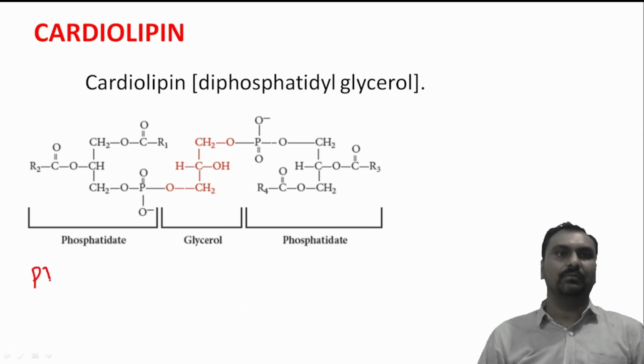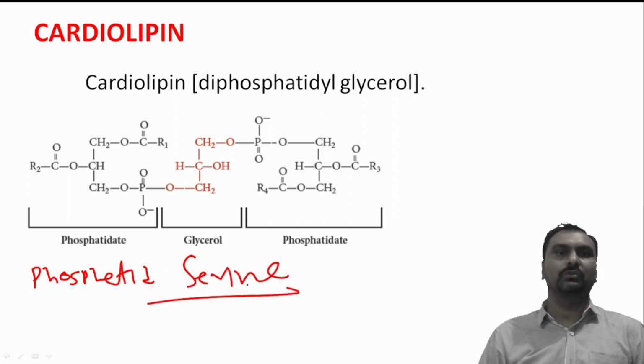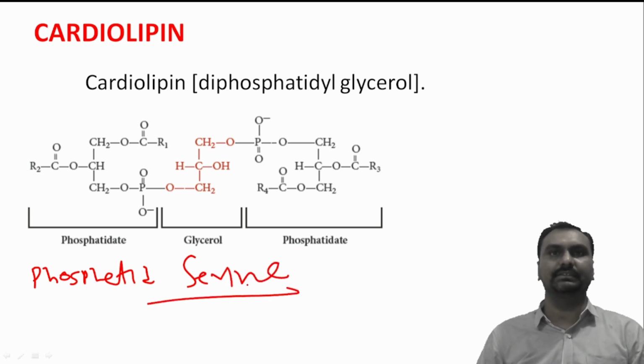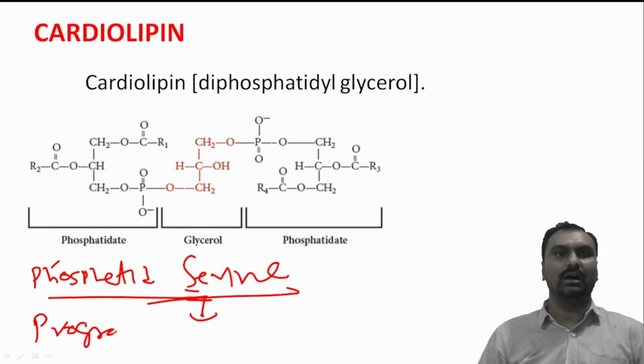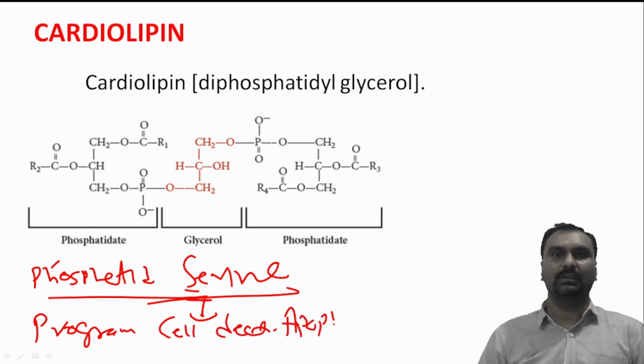One more is phosphatidyl serine. Okay, you can remember phosphatidylcholine, that is called lecithin, phosphatidyl ethanolamine, which is called cephalin, phosphatidyl inositol, and phosphatidyl serine. Okay, four will start from phosphatidyl, and serine has a role in programmed cell death. It has a role in apoptosis. Okay, serine has a role in apoptosis.